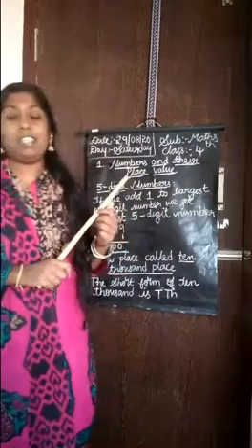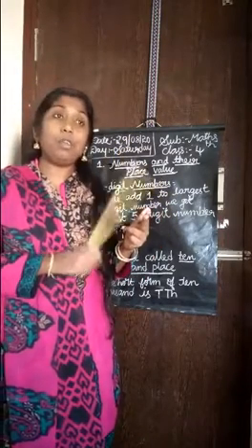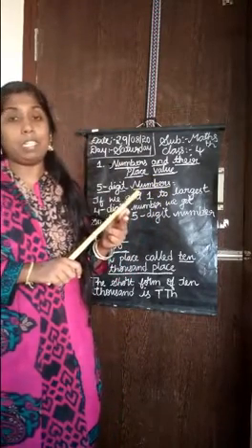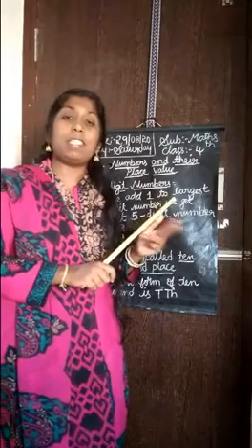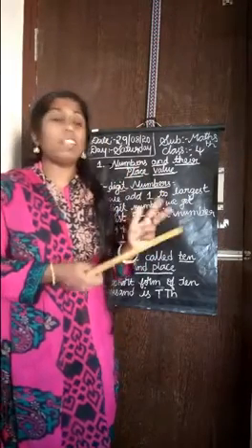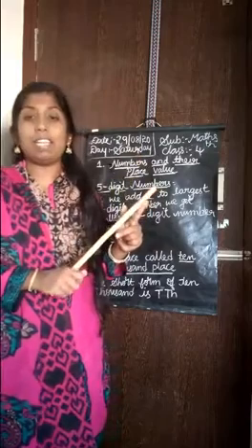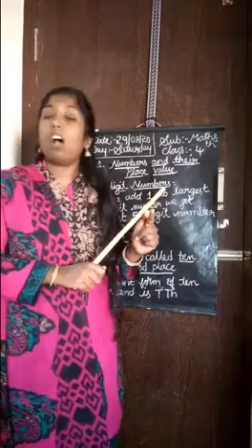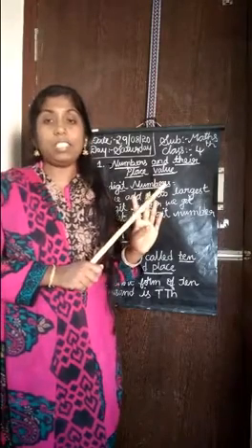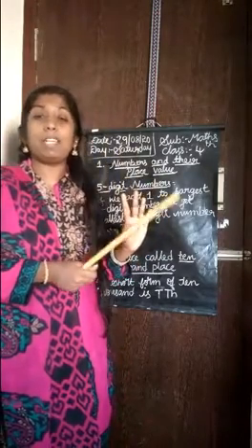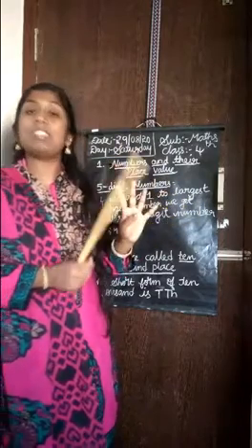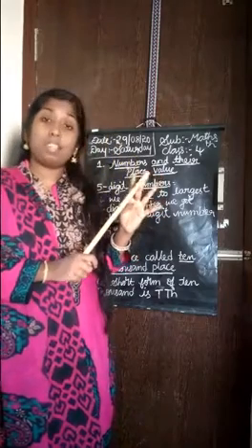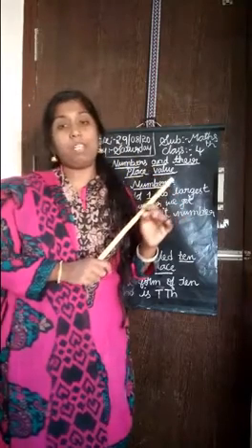In a 3-digit number, there is a new place. What is the place? That is hundreds place. So, in 3 digits, how many places are there? 3 places. What are they? Ones place, tens place and hundreds place. And in a 4-digit number, how many digits are there? 4 digits. So, how many places are there? There are 4 places. What are they? Ones place, tens place, hundreds place and thousands place.